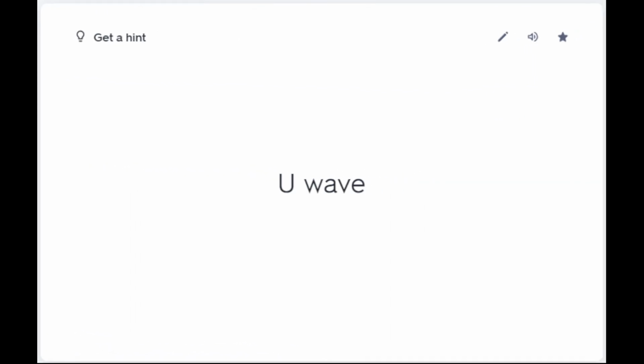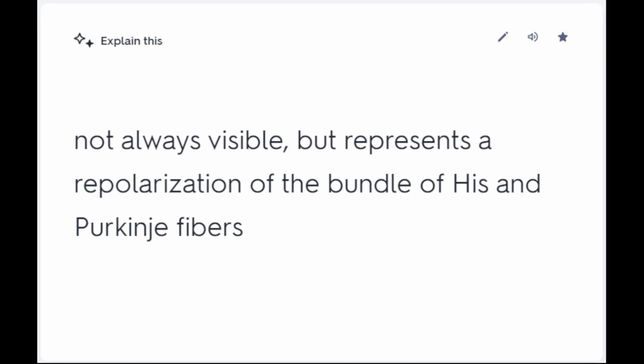U wave. Not always visible, but represents repolarization of the bundle of His and Purkinje fibers.